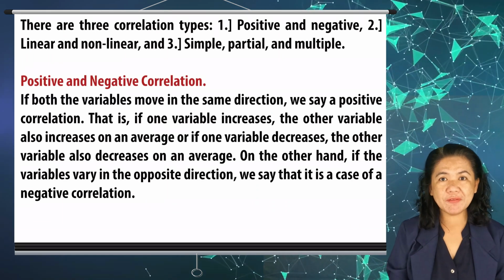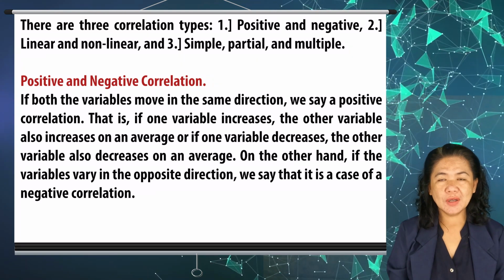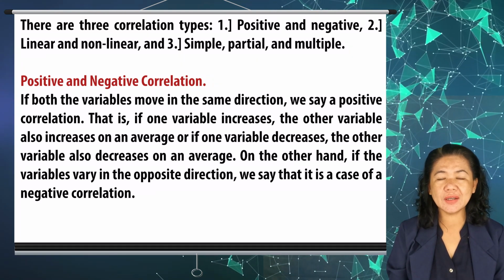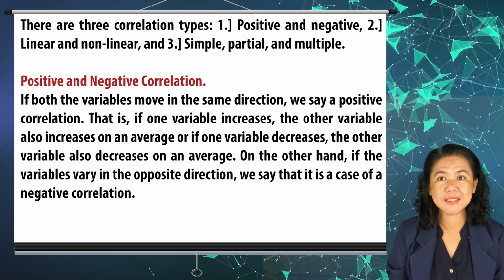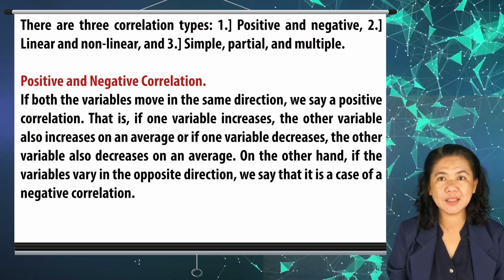There are 3 correlation types. 1. Positive and negative. 2. Linear and non-linear. And 3. Simple, partial, and multiple.